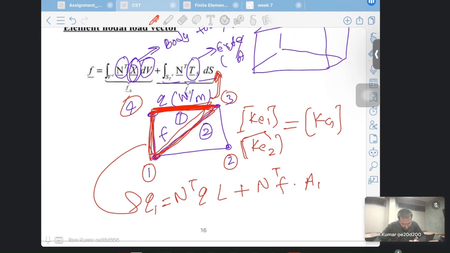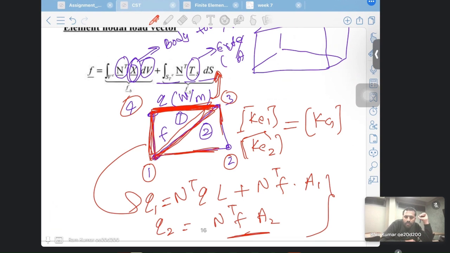Similarly for this element Q2, but we don't have anything here, and here also we don't have anything. So this will be only N transpose F into A2. Did you get what I'm trying to say? Yes, sir. So you are also doing the same thing? No, sir, I am not doing this.